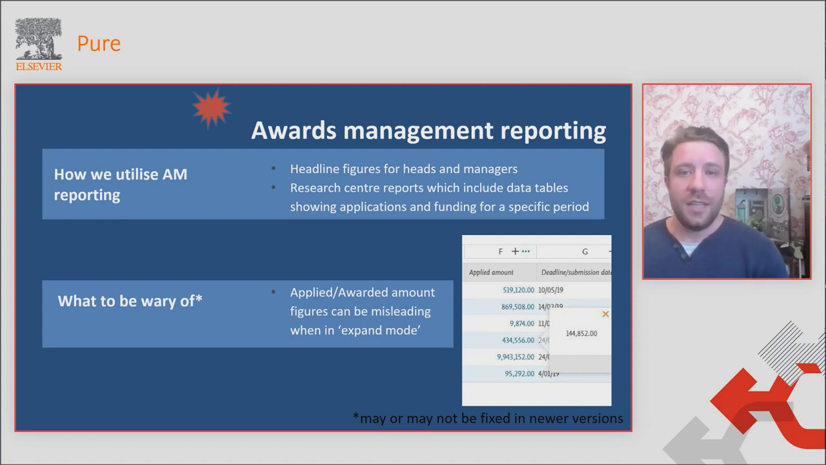Firstly, the award management reporting is generally a quick way of extracting good headline figures in Pure for heads and managers. They sometimes do ask for this sort of information on a quick turnaround in order to get some analysis done. At this point in time, our probably most in-depth and regular use of the award management reporting is a new biannual report that we're doing for our research centres. Some of these can be seen in screenshots, which I'll show you in a minute.